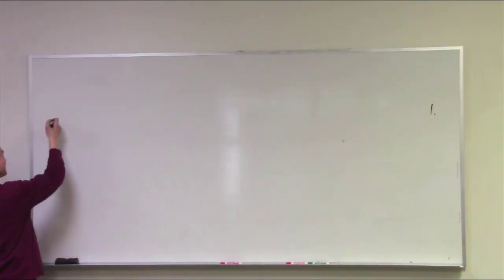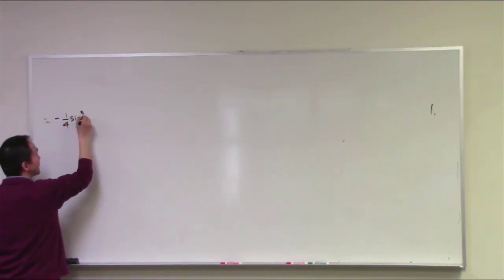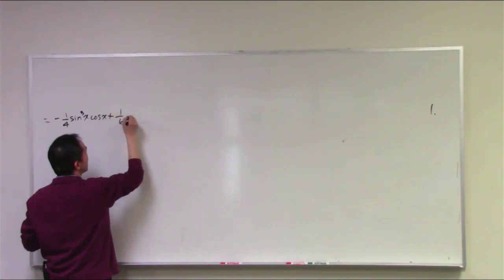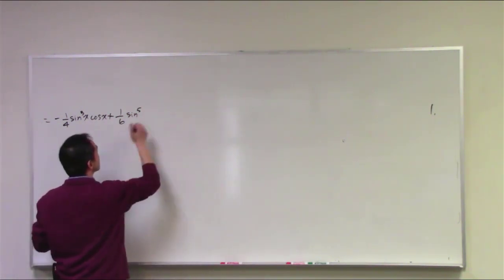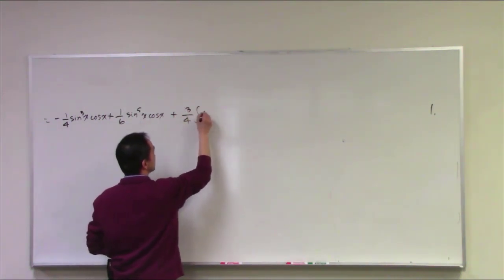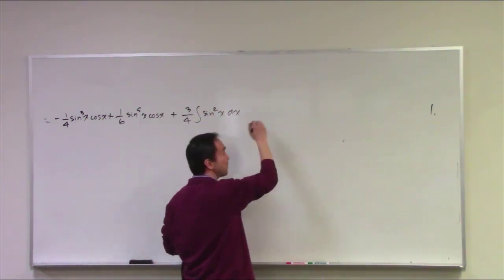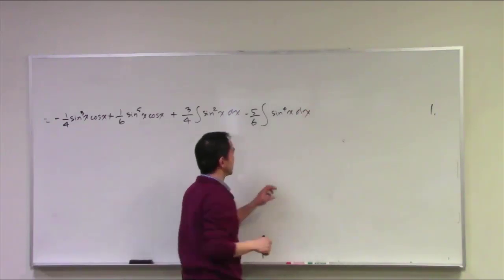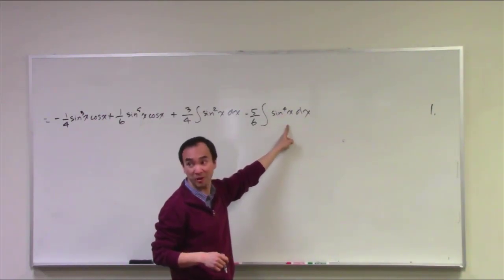And so now in my next step, I'm keeping the two finished terms right there as minus 1/4 sine cube of x cosine of x, plus 1/6 sine to the fifth of x cosine of x, and then plus 3/4 integral sine square of x dx. I'm still holding on to this guy here. And then minus 5/6 integral of sine to the fourth of x dx. But now see, this one is a higher power, right? Let's use a reduction formula one more time for that one. See what I'm saying there?